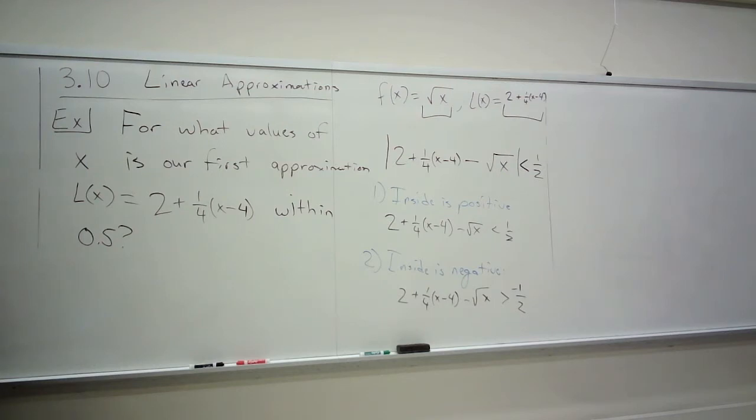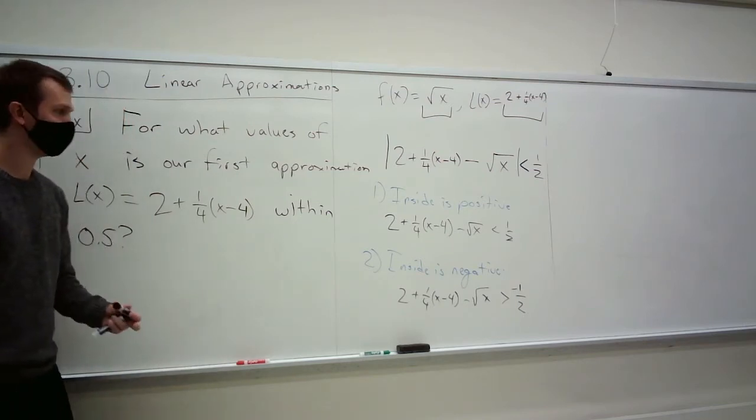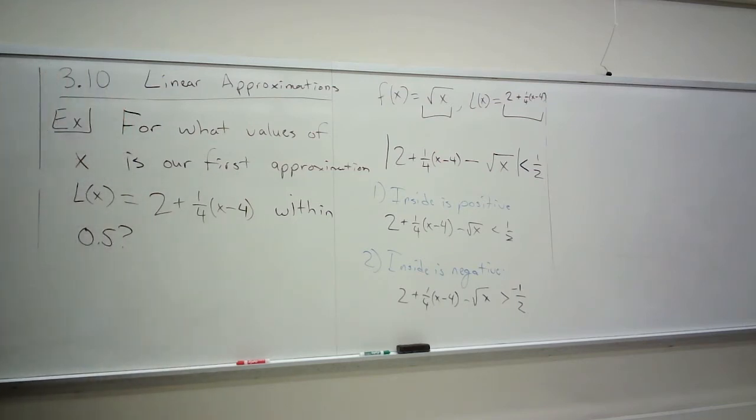Questions about this so far? Okay, and I suggest the next thing we're going to do is try and factor things. It's not going to work out nicely because of this guy, square root of x. The one in the book worked out probably very nicely.